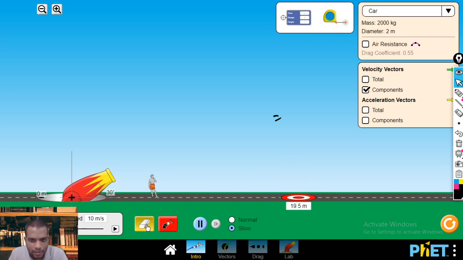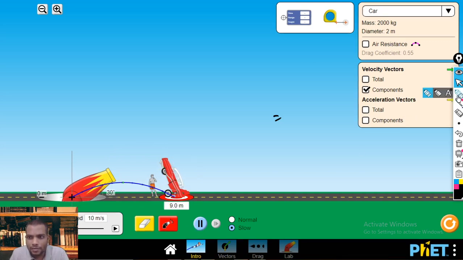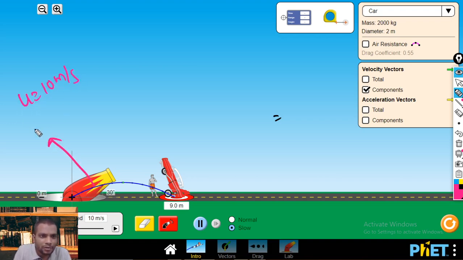So let me check my calculations. According to my calculation, it is coming around 8 point something. So if you launch a projectile with an initial velocity of 10 meters per second, it is coming around 8.33, roughly 9 meters. That is the projectile for u equal to 10 meters per second initial velocity and theta equal to 30 degrees.